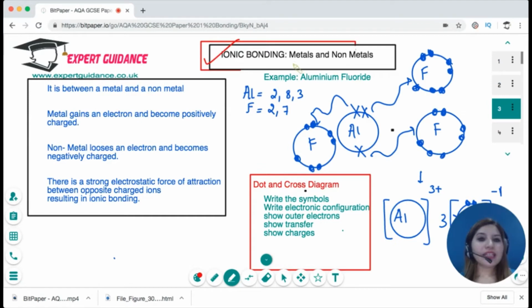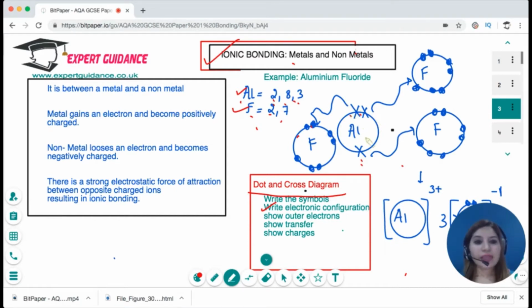Ionic bonding is between a metal and a non-metal, and you should understand how to draw the dot and cross diagram. In a dot and cross diagram, you do three things. First of all, write the elements and their electronic configuration, and just draw their outer electrons. So aluminium is 2,8,3 and fluorine is 2,7. In aluminium, I've drawn 3 electrons with a dot or a cross, and then I'll draw 7 electrons for fluorine.